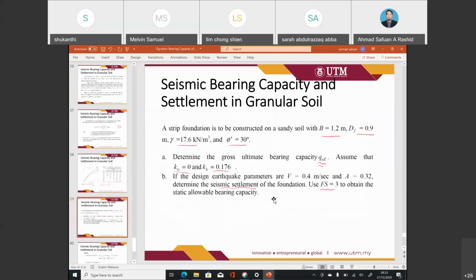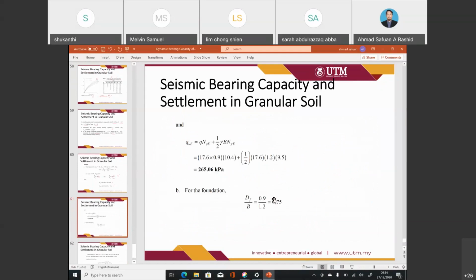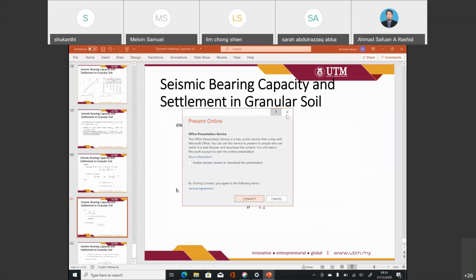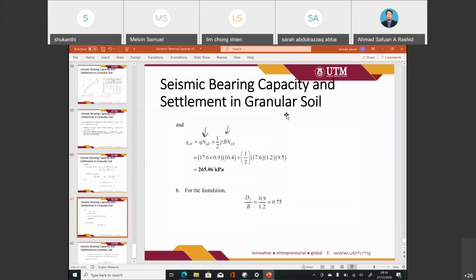Then you may use the equation from Terzaghi, which includes the new notation of N gamma E and NqE. The result is about 265.6, so that is the bearing capacity value. Now we may calculate the settlement.